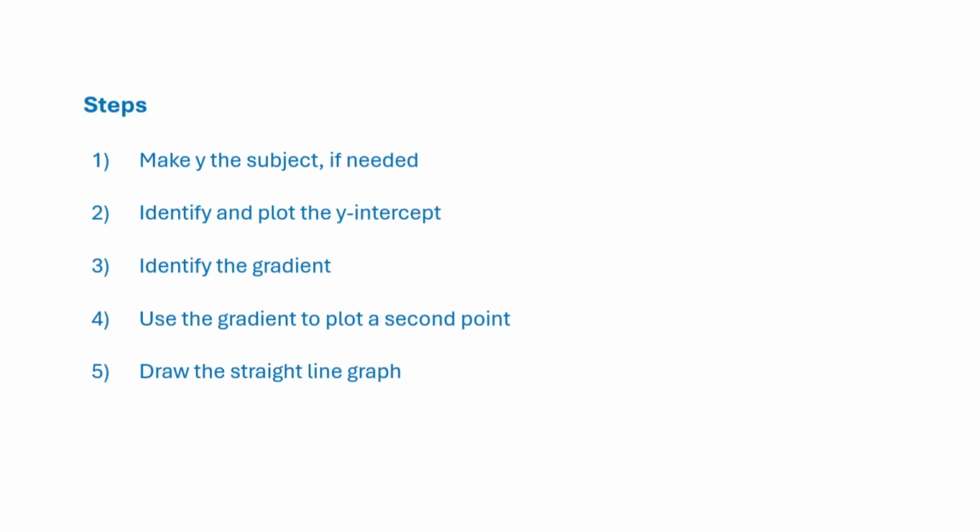These are the steps we will follow. First, we rearrange the equation to make y the subject if needed. Then we identify and plot the y-intercept. After that, we identify the gradient. Then we use the gradient to plot a second point. And finally, we draw the straight line graph.